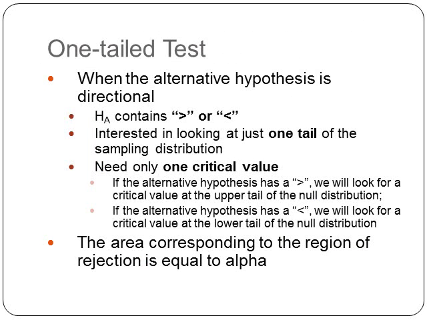A one-tailed test is when we have a directional hypothesis, greater than or less than. And we're interested in looking for just one of the tails for significance. And so we only really need to find one critical value, or use one critical value. If the alternative hypothesis has a greater than, we look for a critical value at the upper tail of the null, or maybe the positive region. And if it has a less than, we look for the lower tail or the negative region. The area corresponding to the region of rejection is equal to alpha.